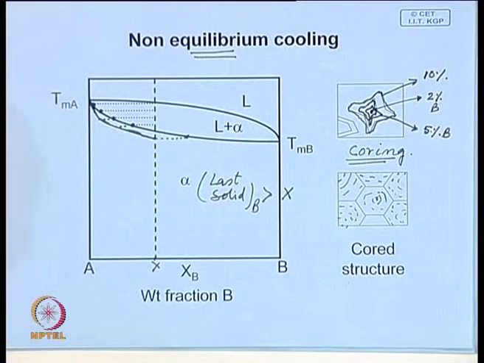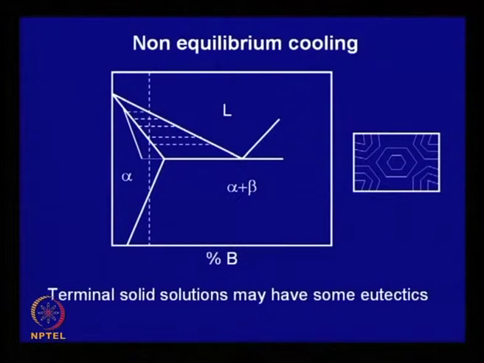Now, the same thing you can extend to a eutectic structure. Say, suppose we consider this case of a eutectic. What is non-equilibrium cooling in the case of a eutectic system? Let us look at this terminal solid solution. This line represents pure A, this is pure B, and when the temperature goes below the liquidus, the first solid that precipitates out has this composition. As it goes to the next temperature here, the solid precipitating out will have this composition.